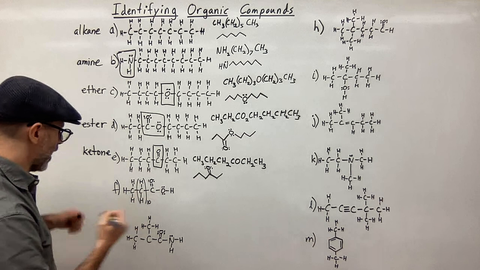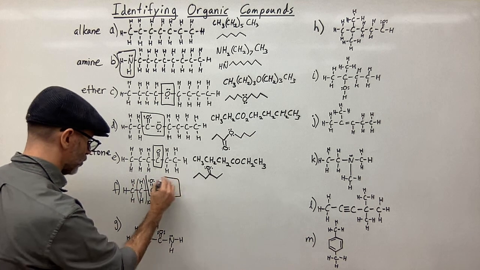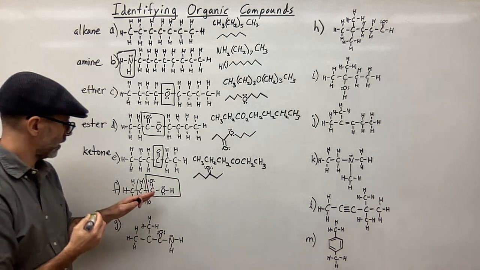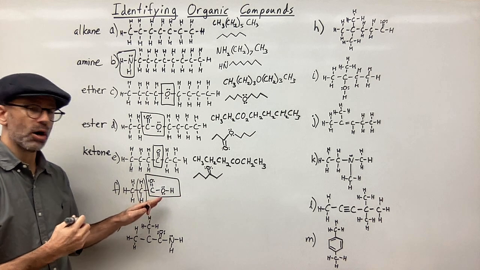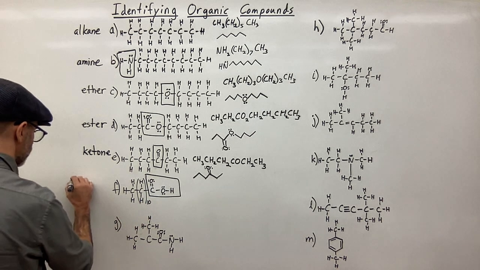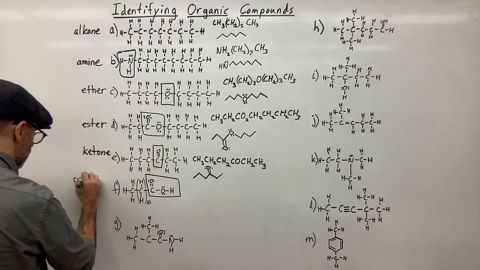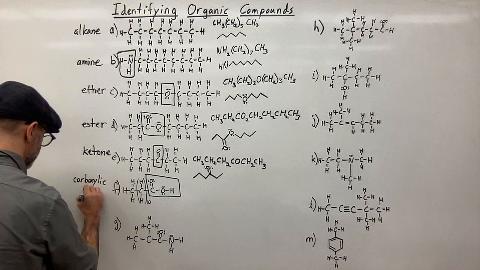Once again, here we have this group here, this C double bond OH. Whenever you get that C double bond OH, that is going to be your carboxylic acid group. And so this is a carboxylic acid.